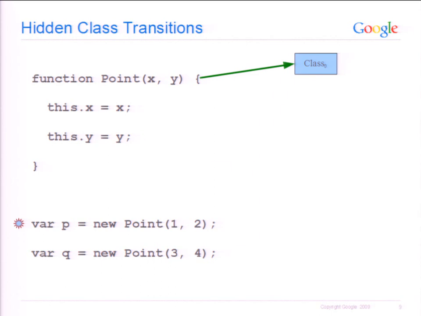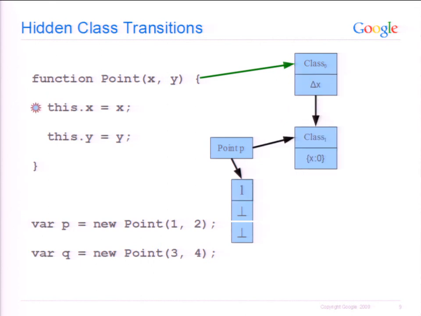And when you have created that class, you create the instance p as a point, and we have a backing storage where there are no properties in it right now. When you then execute the first instruction, this.x equals x, you will create a new class. It's called class 1. And in that class, you describe that you have a property at offset 0. And at offset 0 in the backing storage, you will put in 1, which is the value coming from here.